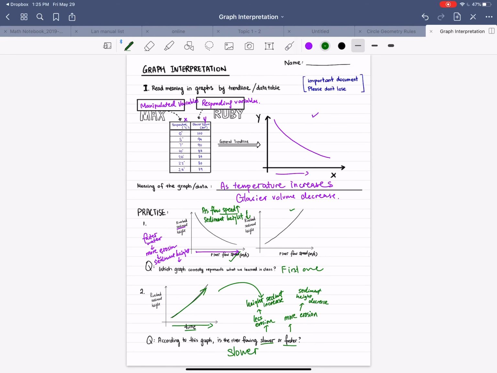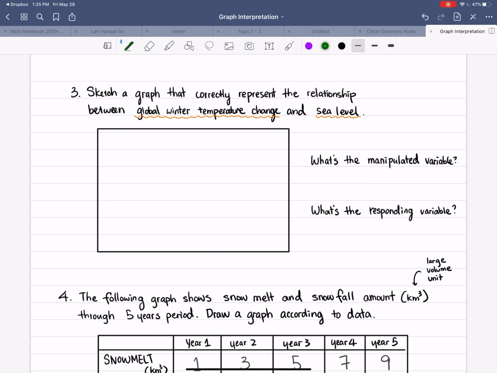And so in the PAT exam, more than half of the questions will be graphing questions, okay? So sketch a graph that correctly represents the relationship between temperature change and sea level. Let's just manipulate this relationship a little bit, okay? Usually temperature will be the manipulated variable, because as temperature changes, what will happen to sea level? So the manipulated variable would be temperature and the responding variable would be sea level.